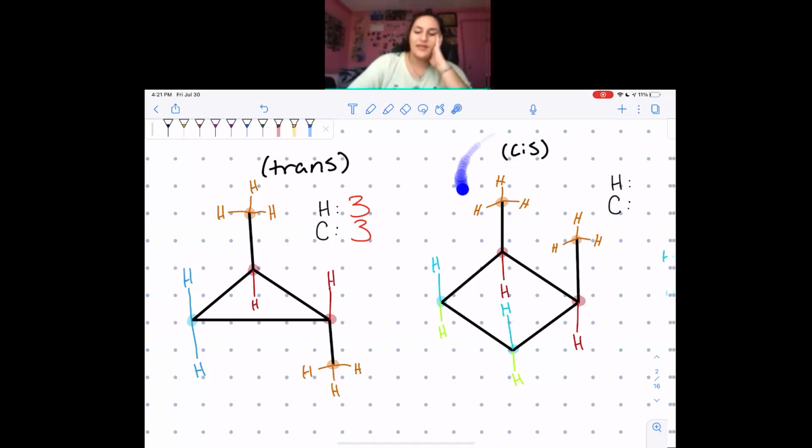In the cyclobutane, it's another cis example, so these methyls are pointing up. We can see they're exactly the same. And now the top of the ring and the bottom of the ring are completely different, which means these up-pointing hydrogens and these down-pointing hydrogens will be different signals. So we have 1, 2, 3, 4 hydrogen signals. And we have 1, 2, 3 carbon signals.